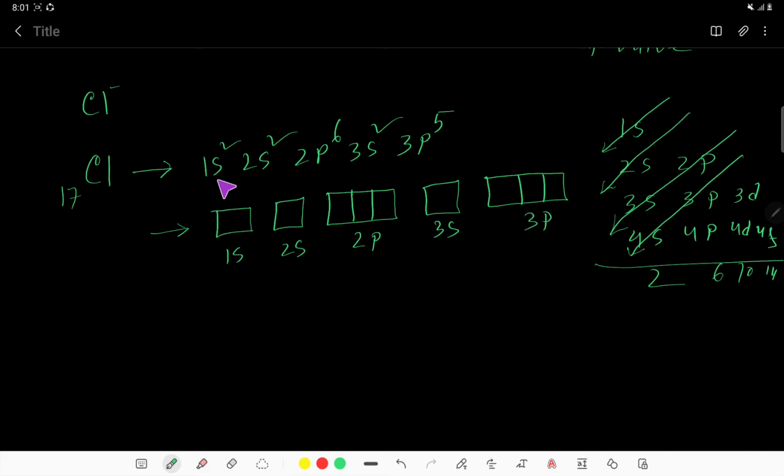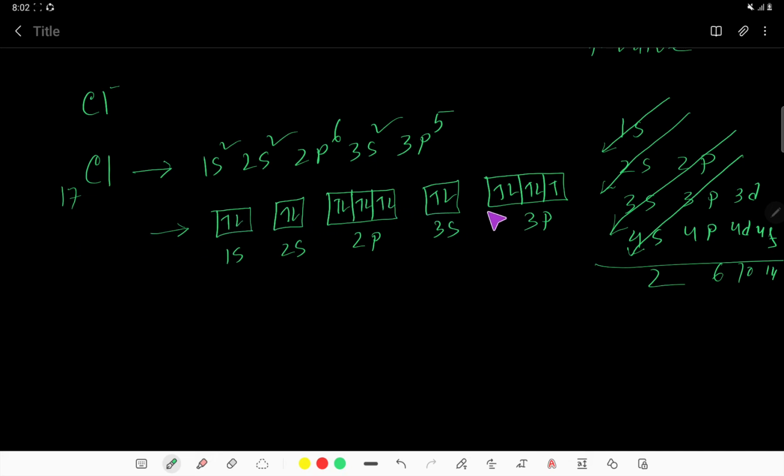Look, in 1s we have 2 electrons, so the spins of these electrons will be different, and for 2s you have to draw like this. For 2p we have 6, so first place 1 in each box, then pair up, so 6, then 3s2, then 3p5. So at first we have to place one electron in each box before pairing up. Then look, this is the orbital diagram for chlorine, right? And this is another way to write the electron configuration.